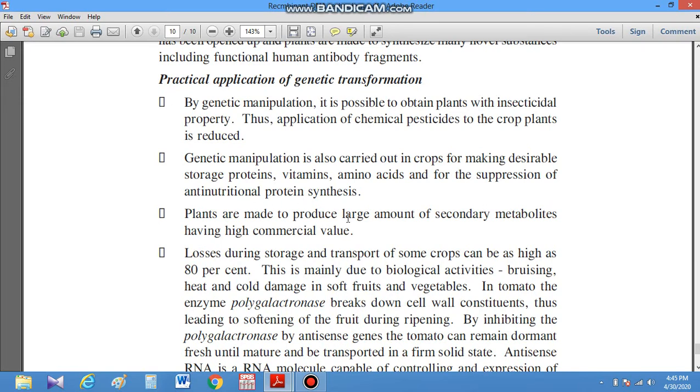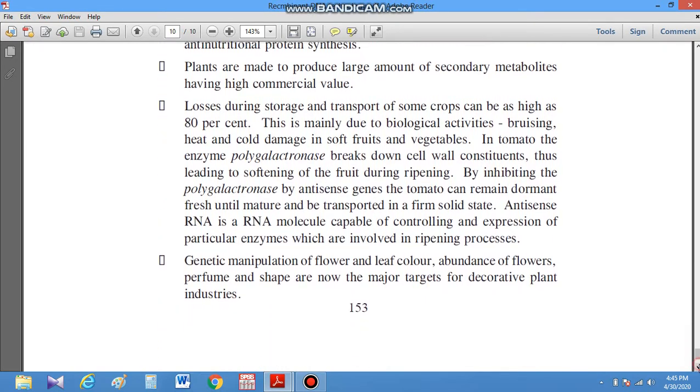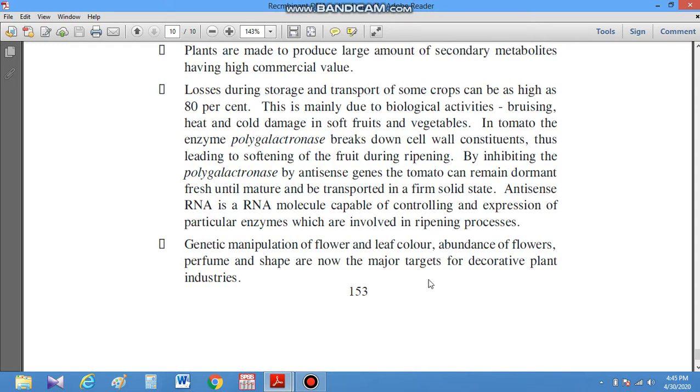Plants produce a large amount of secondary metabolites also, which are commercially important and are used for various commercial purposes. Transgenic plants or gene manipulation is also helpful in producing flower and leaf color, abundance of flowers, and in the perfume industry. So in the flower industry they are also important.